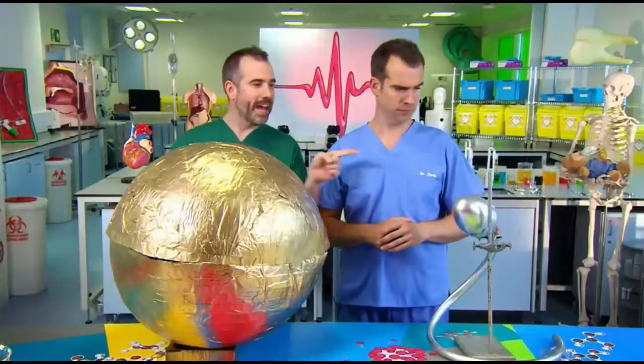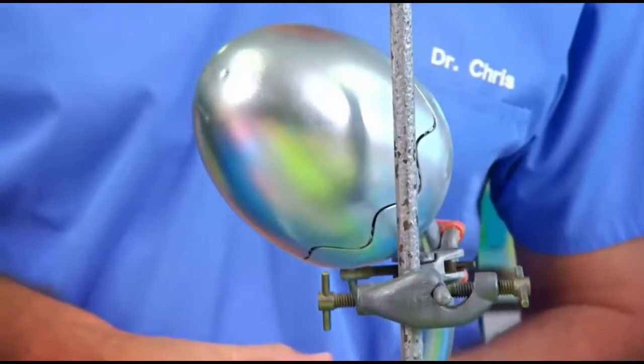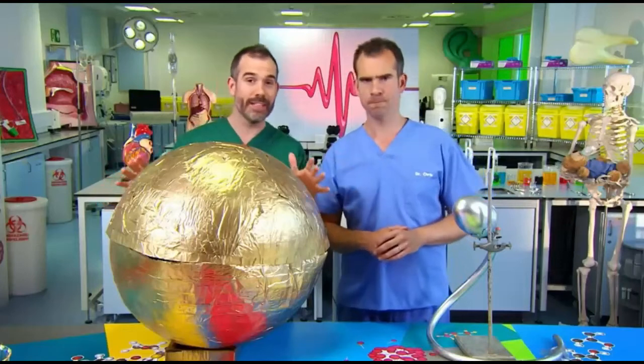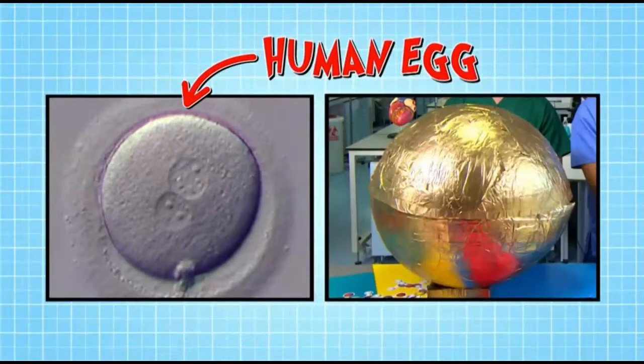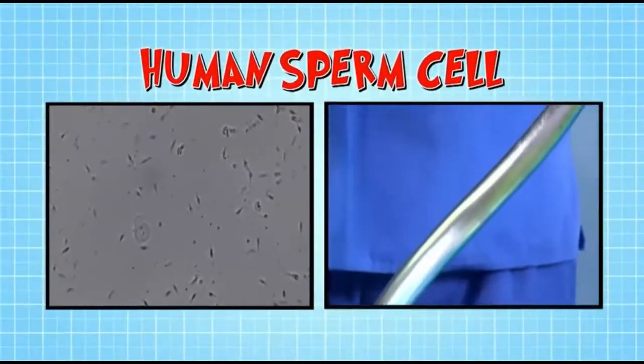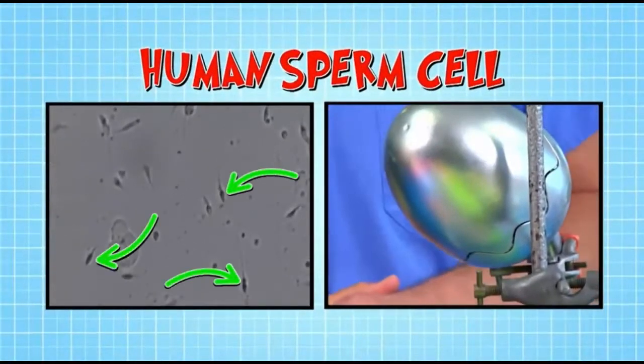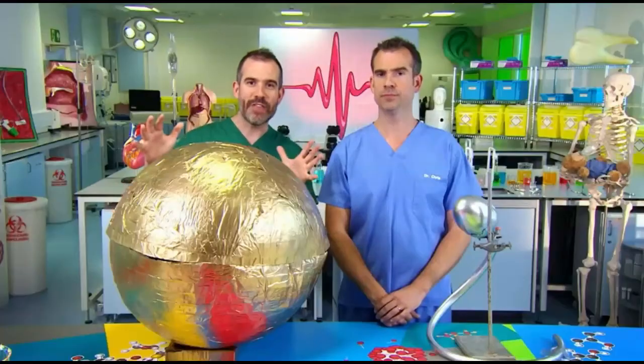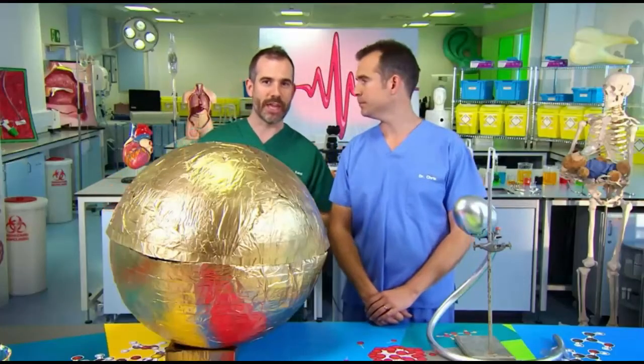This is an egg, and in front of you, Chris, is a sperm. Now, you can see how different they are in size to each other. The human egg is the largest cell in the human body, but it's still only the thickness of a human hair. Sperm cells, on the other hand, are 30 times smaller than an egg. Now, both the sperm and the egg carry the instructions for how to make a human.